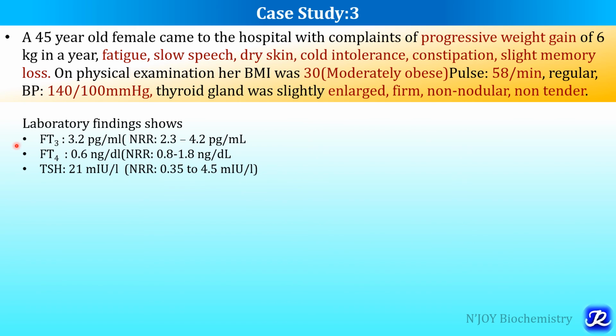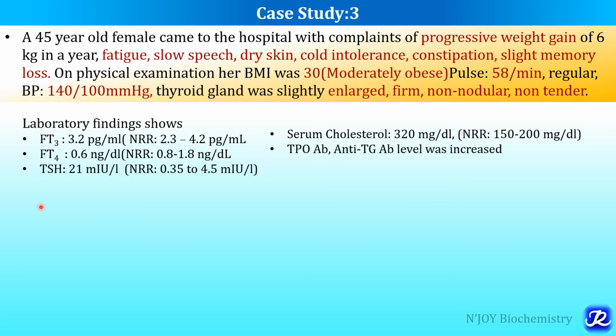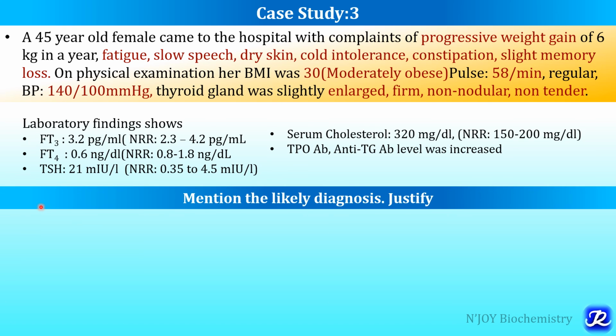Laboratory findings show free T3 level 3.2 picogram per ml, which is normal. FT4, that is free T4, is 0.6 nanogram per deciliter. It is decreased. TSH level is 21 milli-international unit per liter, means it is increased. Serum cholesterol level 320 milligram per deciliter, means there is hypercholesterolemia. TPO antibodies and anti-TG antibody levels were increased. The first question is, mention the likely diagnosis and justify.